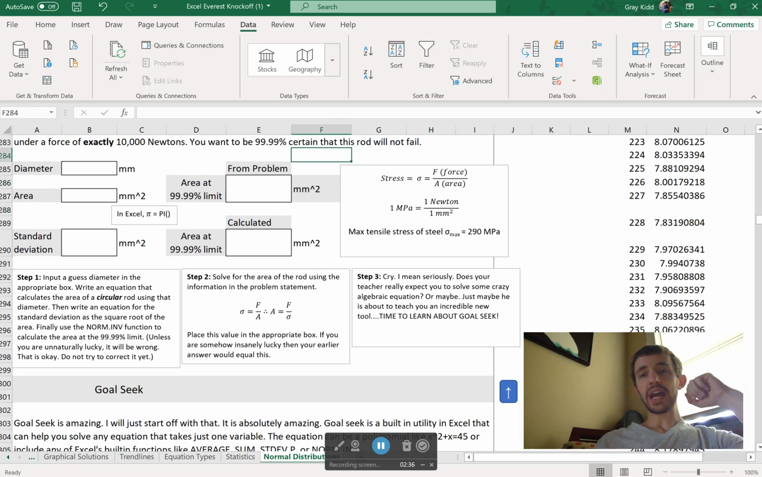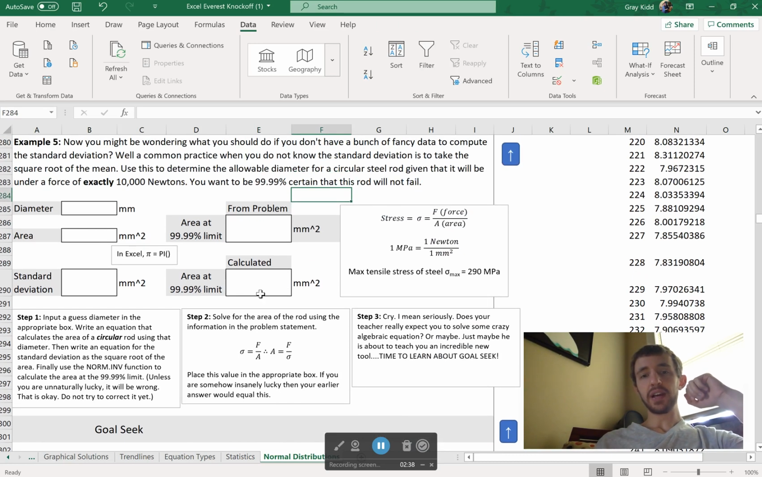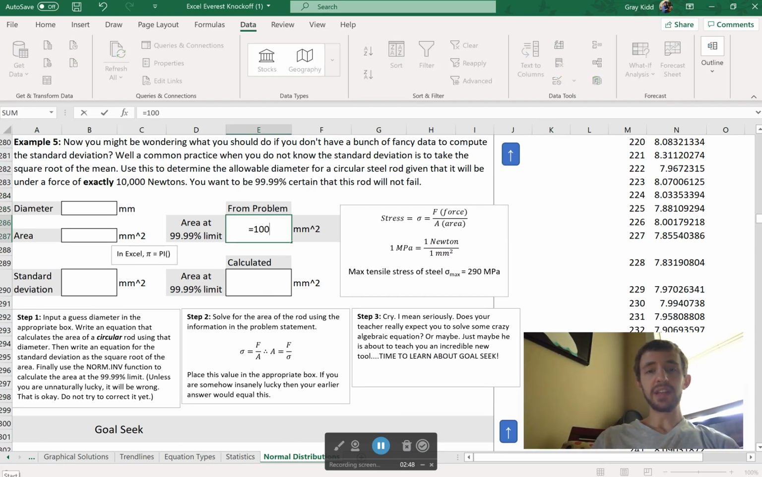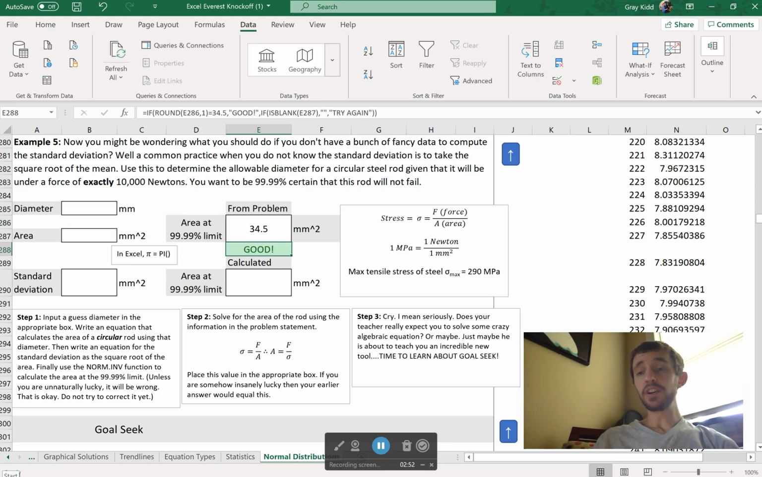Okay, so we have force over area. If we look at this, what we realize is we can calculate the area from the force and the stress. So area is equal to force over stress. So that would be equal to 10,000 divided by 290. So 34.5. That is the absolute smallest area that we can have and have it work. Okay, that works. So let's calculate it. What's the diameter?